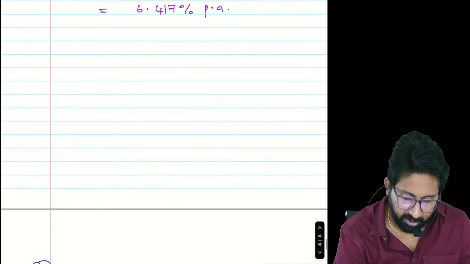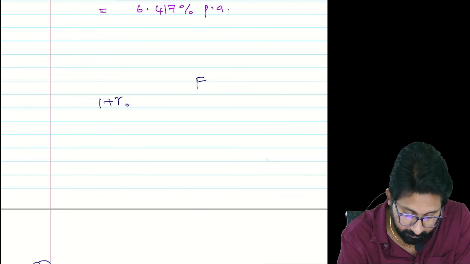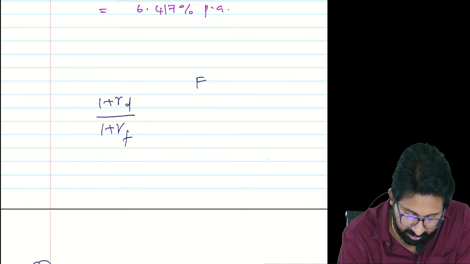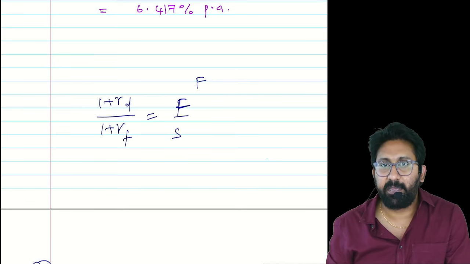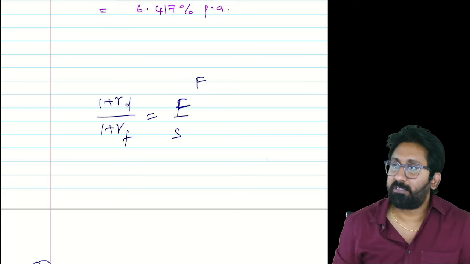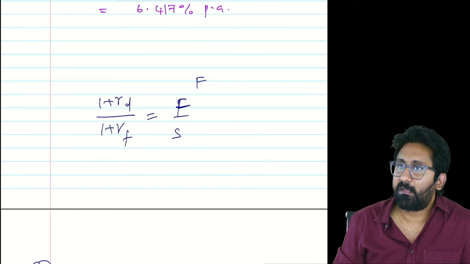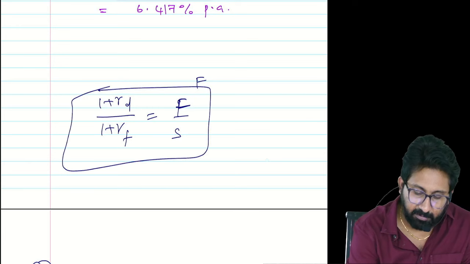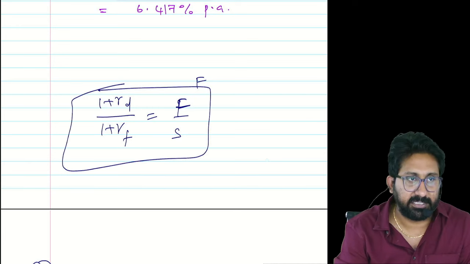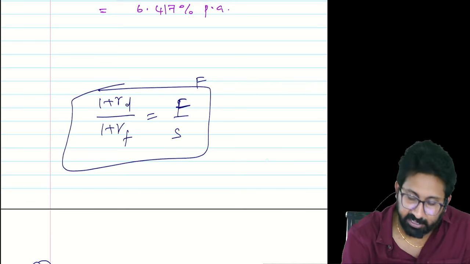What is the formula for the forward rate under Forex, under IRPT? (1 + RD) / (1 + RF) = F / S. What is the meaning of this formula, its derivation? Sir, it is very simple. Listen carefully. When you just write the formula, the essence is killed, as I already said. I will explain what happens in this formula. With this, you can interlink that.